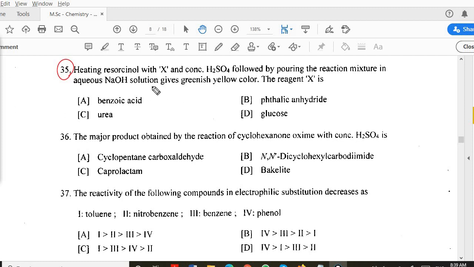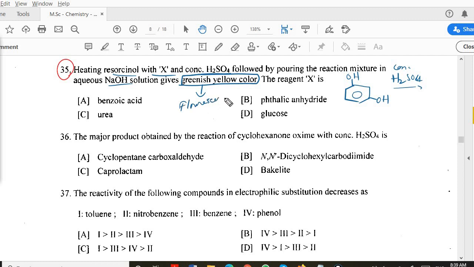Next, it is based on the dehydration reactions. Here resorcinol is given, which is a dihydroxy compound with meta, and X we don't know, and concentrated H2SO4. Concentrated H2SO4 is used for the dehydration, in a mixture with NaOH. That is going to support giving a greenish yellow color, indicating that it is fluorescent. Greenish yellow is a fluorescent color.